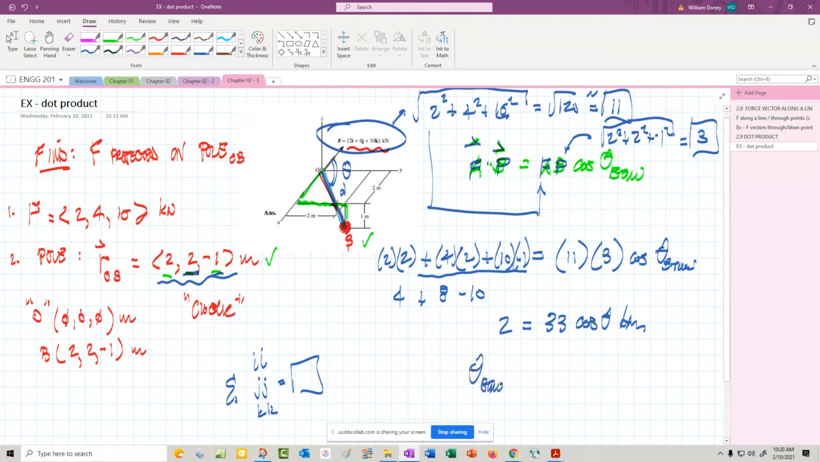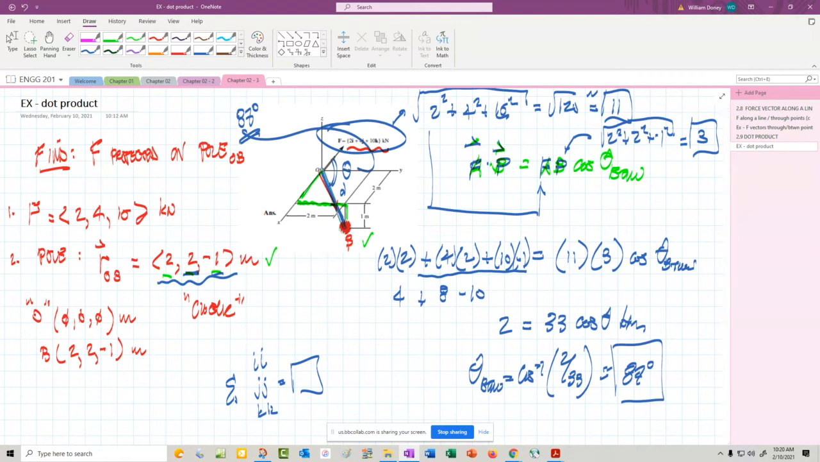We can go through it and find the angle between here. It's going to be the inverse cosine of 2 over 33. 2 divided by 33, then inverse cosine, make sure you're in degrees. It comes out to be about 87 degrees, just shy of that. And again, I'm just rounding quick. And that's that value right there, 87 degrees. So if you're asked to find the angle between two vectors, or between that force and the pole, or two forces or two lines, that's how you go through it.